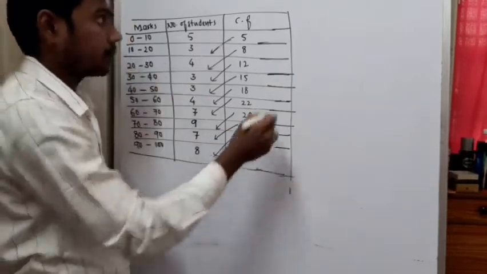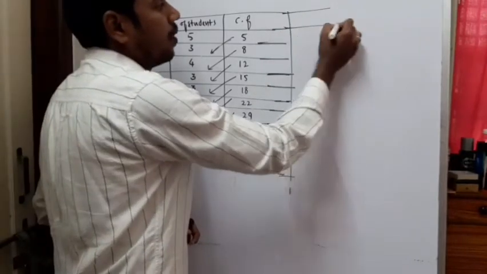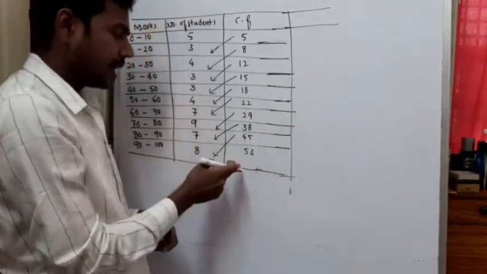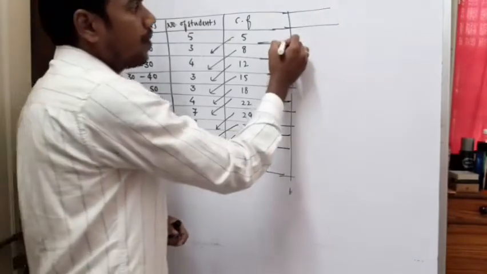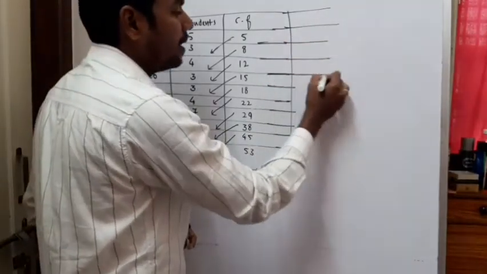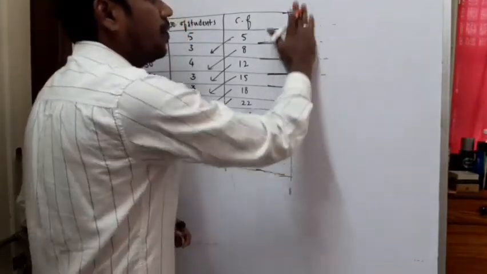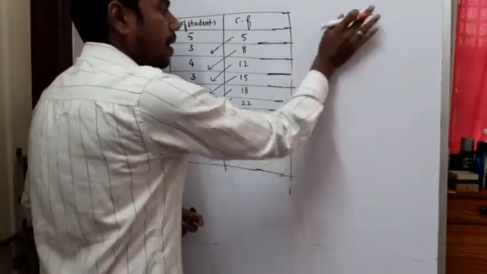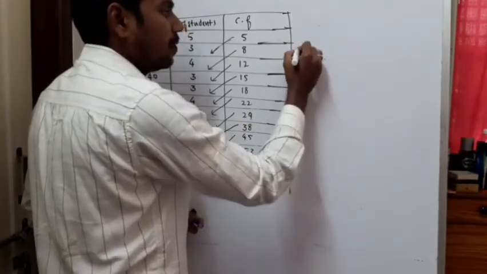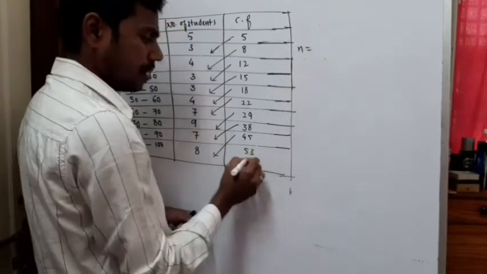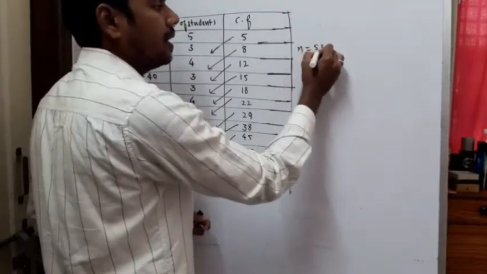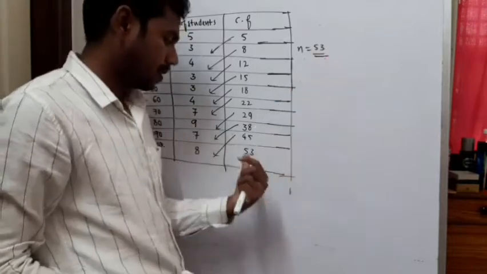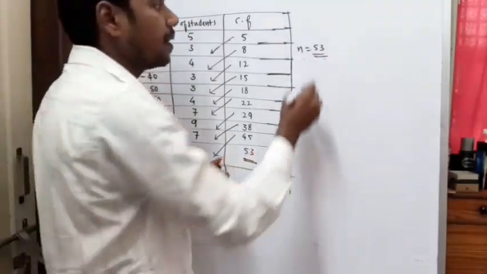So what is the total frequency? That is N. What is N here? 53. Now we need to find the median class. How are we going to find the median class? N is 53 here, the total frequency, the total number of observations.